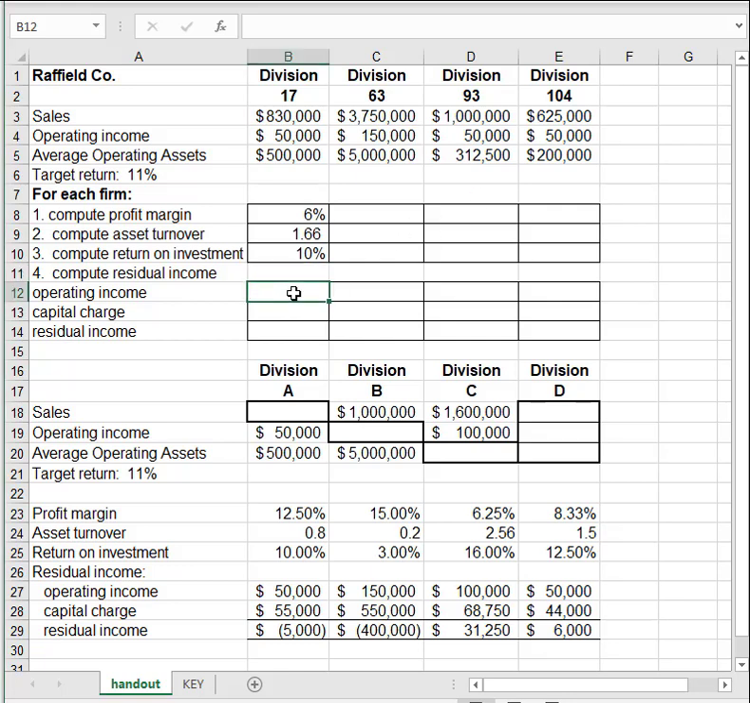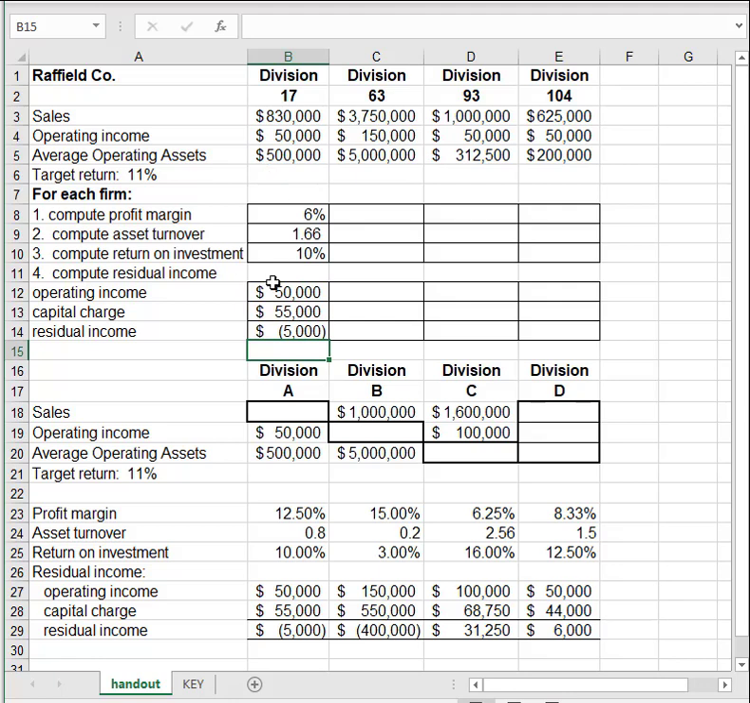Now, residual income is a little fussier. You start with operating income and you subtract the capital charge. The capital charge is operating assets times the minimum required return, sometimes also called the target rate, the minimum rate, or the hurdle rate. So we're going to take assets, multiply it times that target return, and then we'll take operating income minus that capital charge.